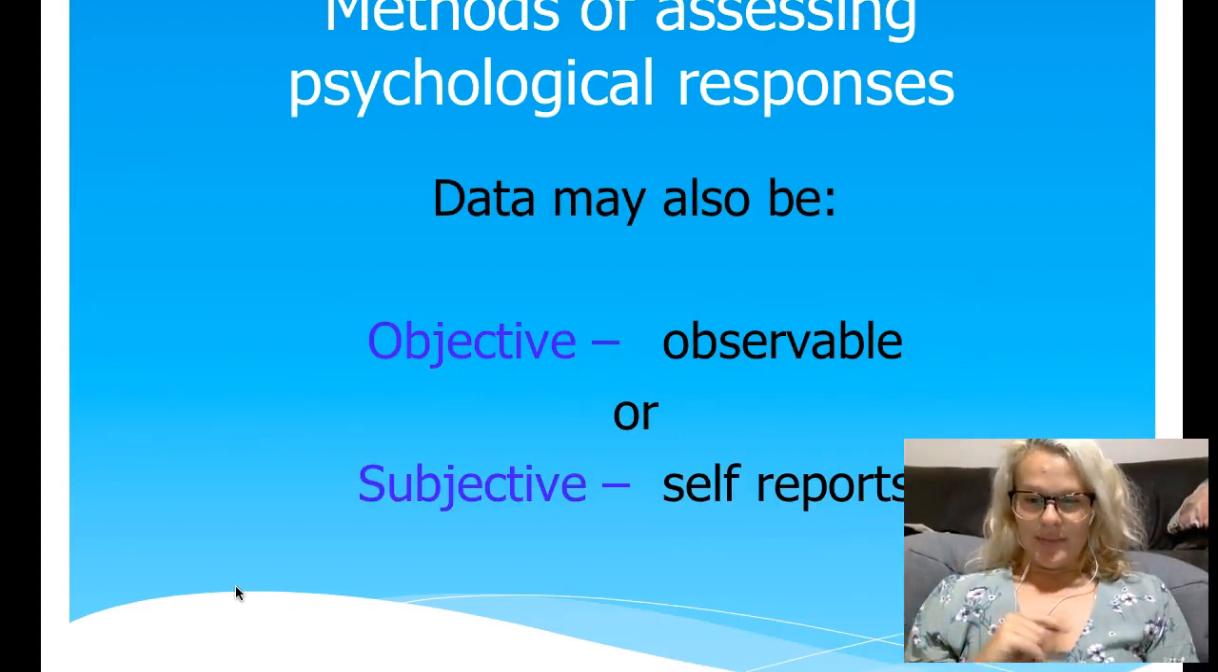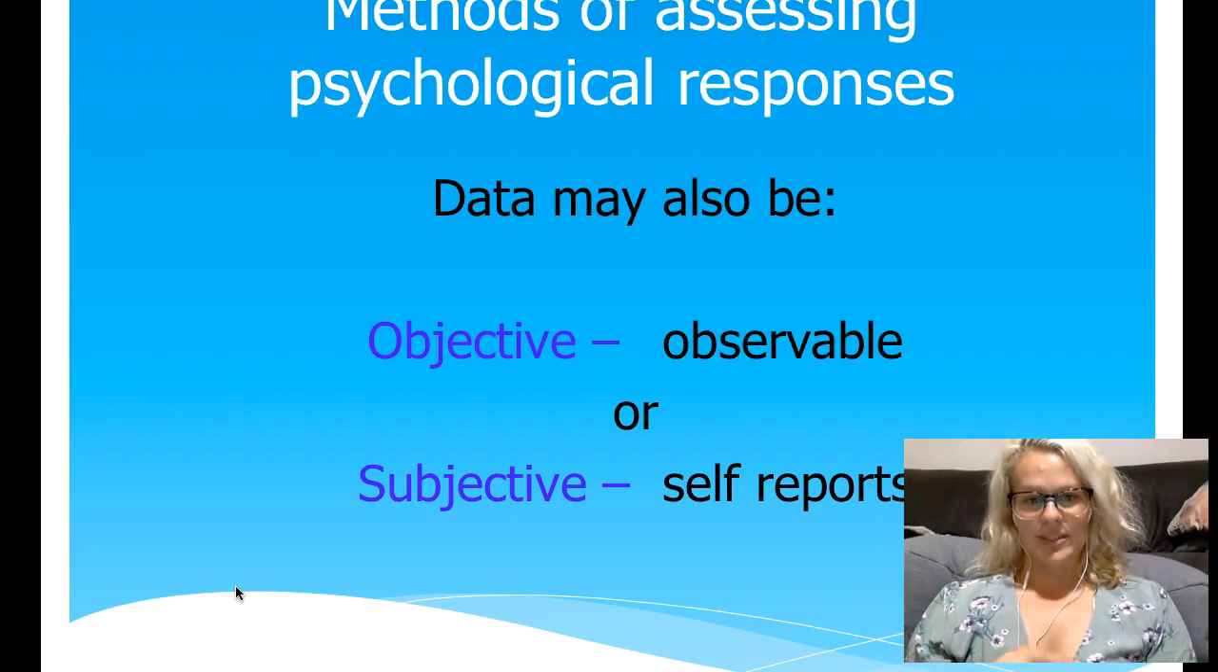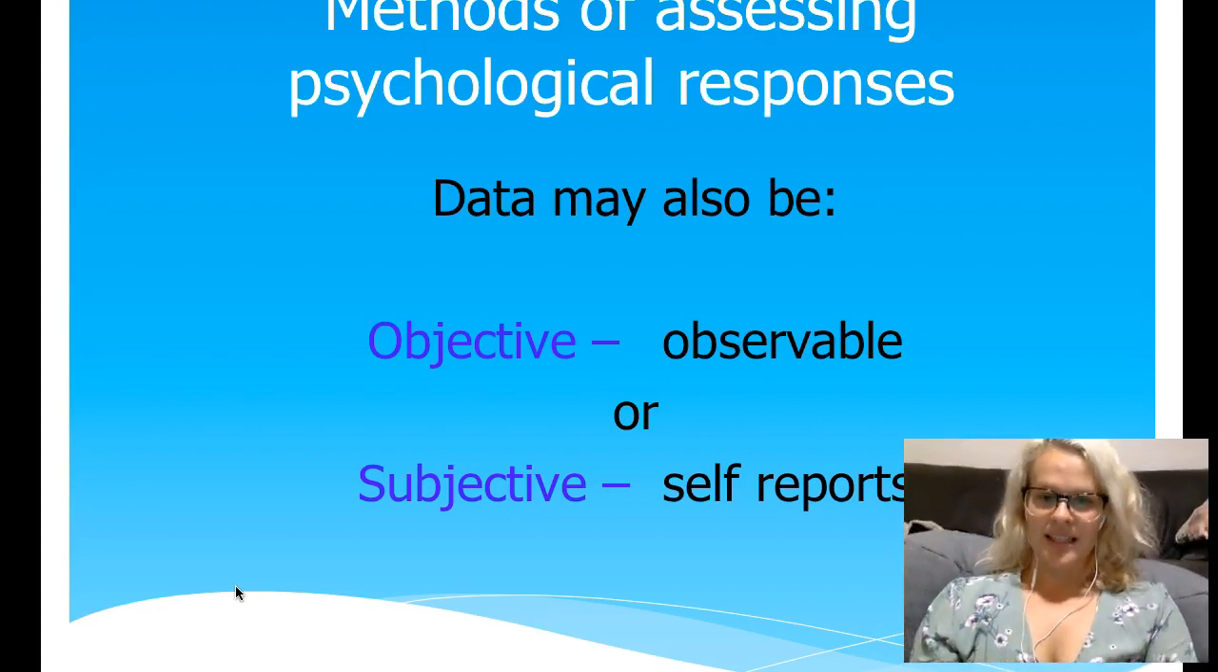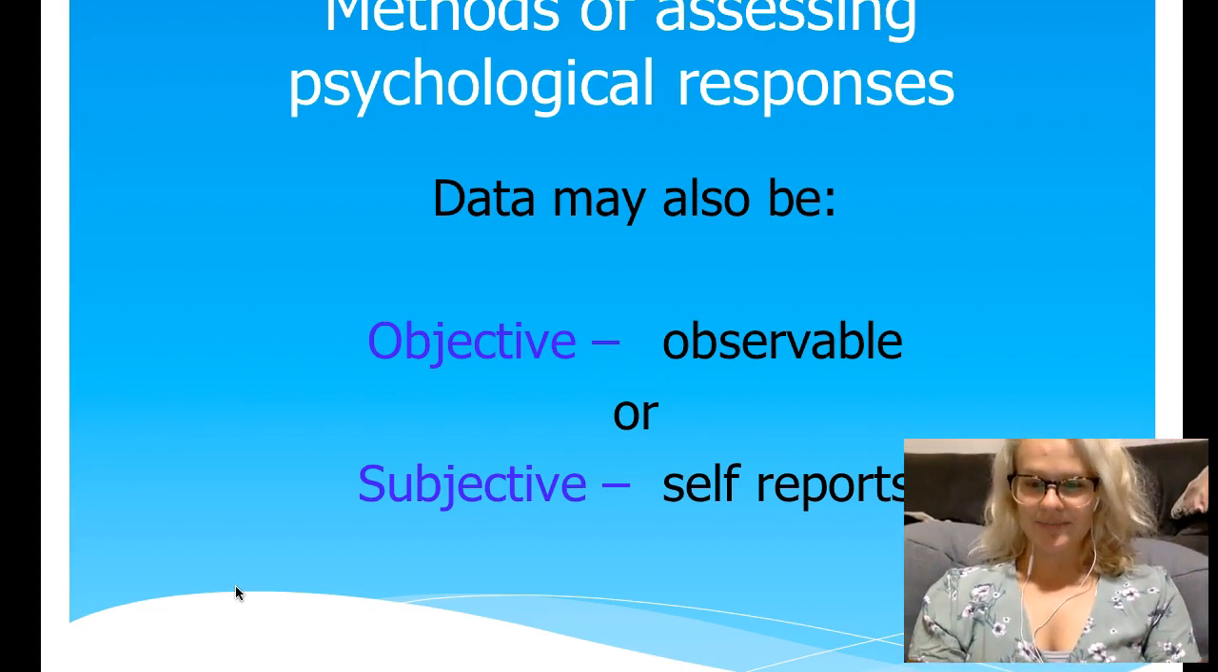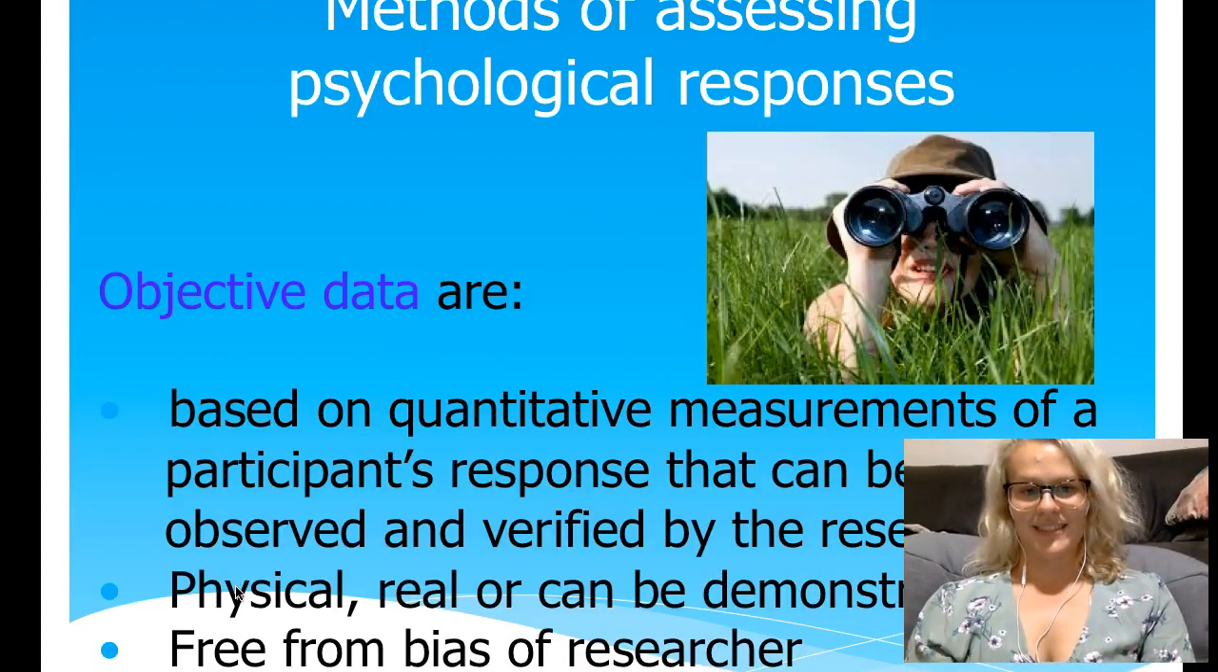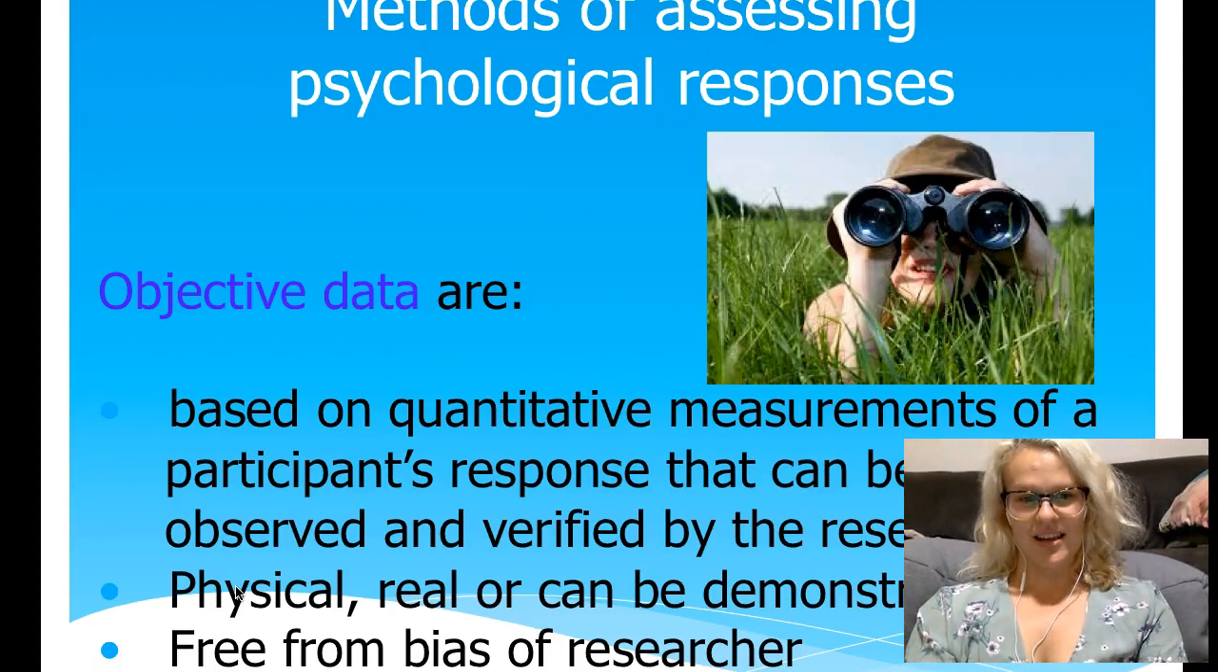The other 2 terms are objective and subjective. So objective data is observable data.